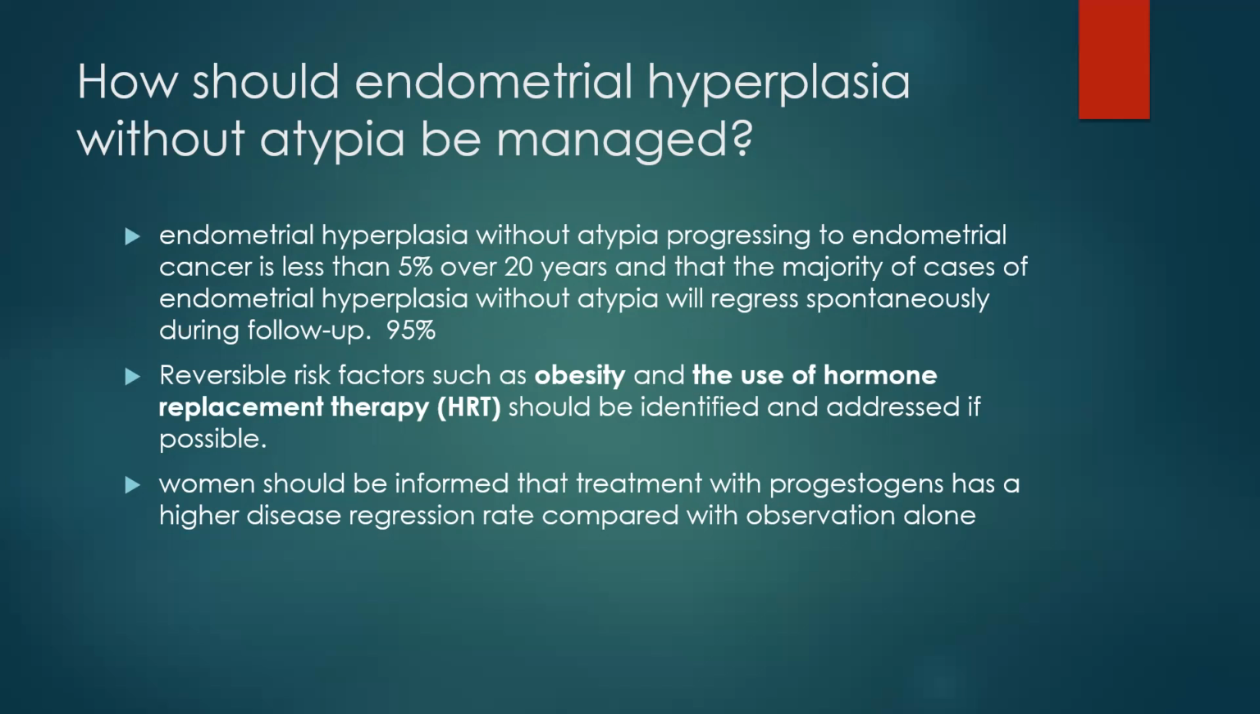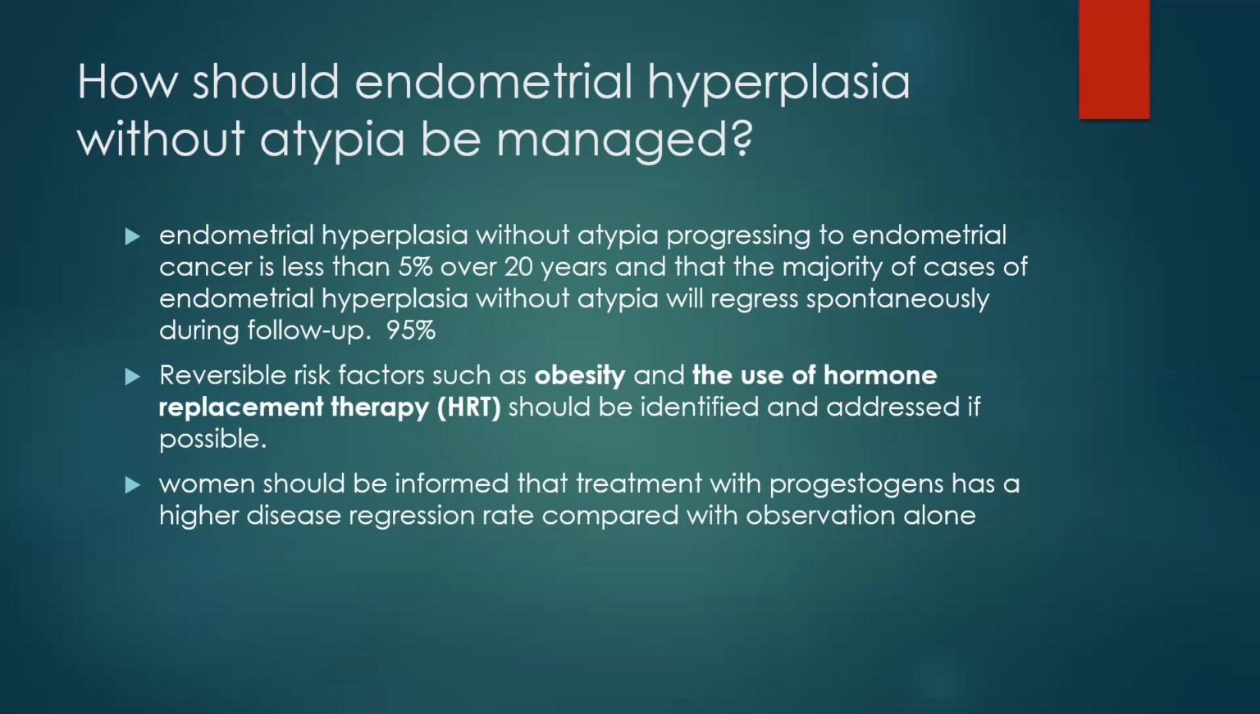So what we have to do in this patient, we will address the reversible risk factors such as obesity. Use of hormone replacement therapy should be identified and addressed if possible. We will again analyze the need for HRT, whether it's really needed or we can skip that, and then we can discuss it. And after that, we will inform the woman. After we have modified the risk factors, the patient has options.